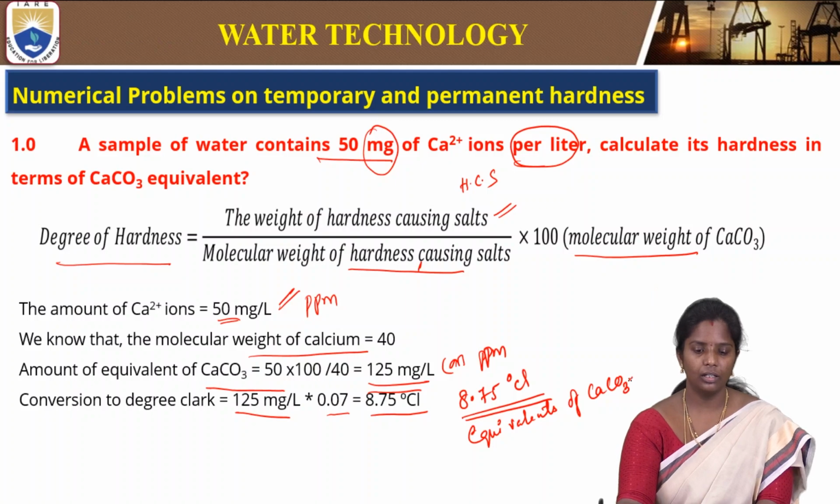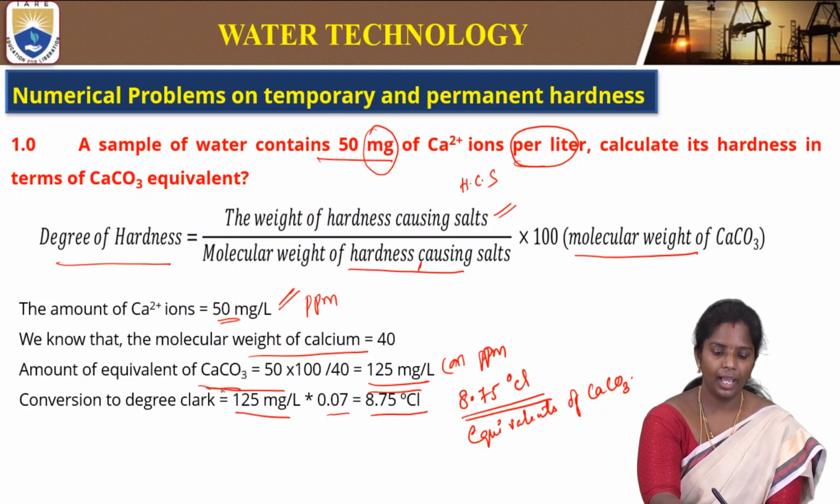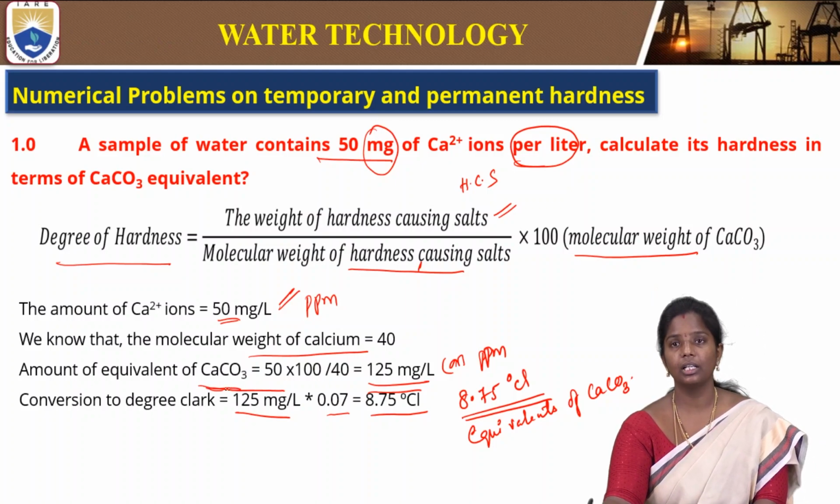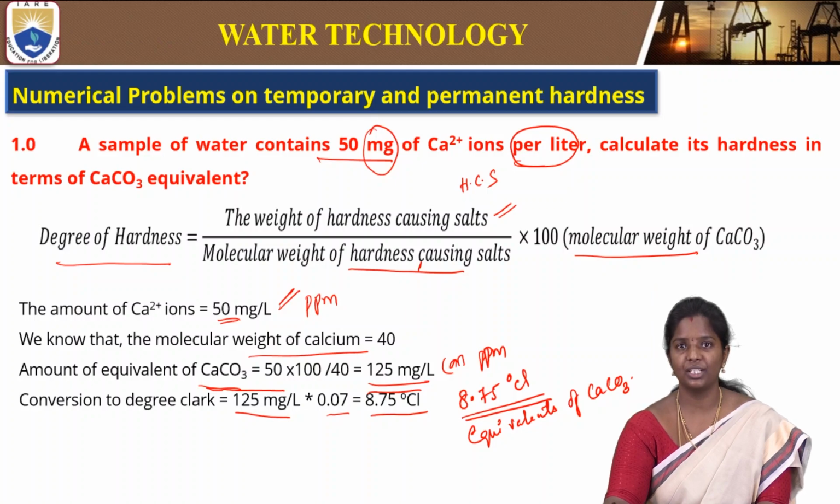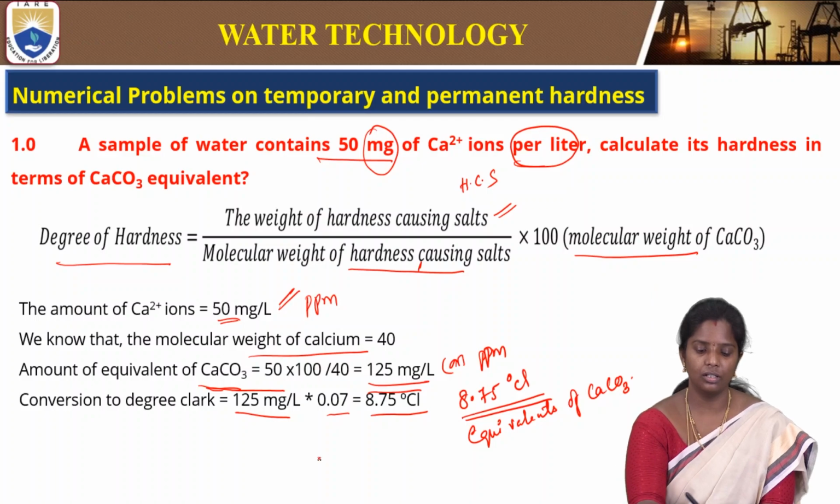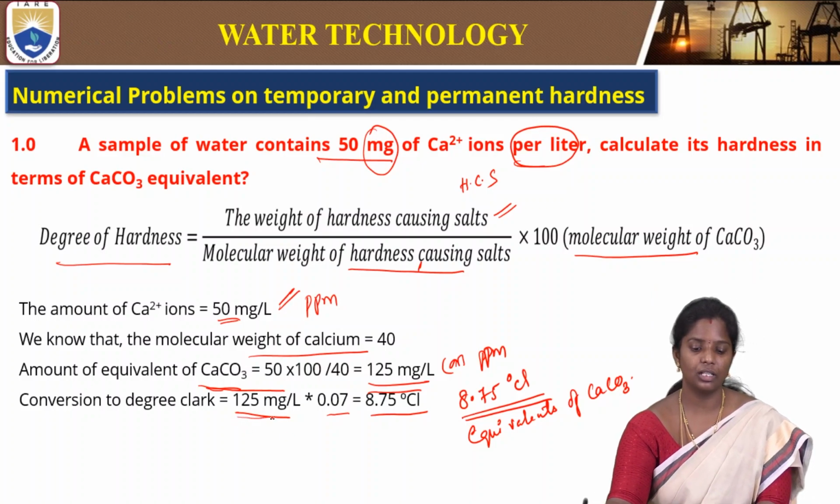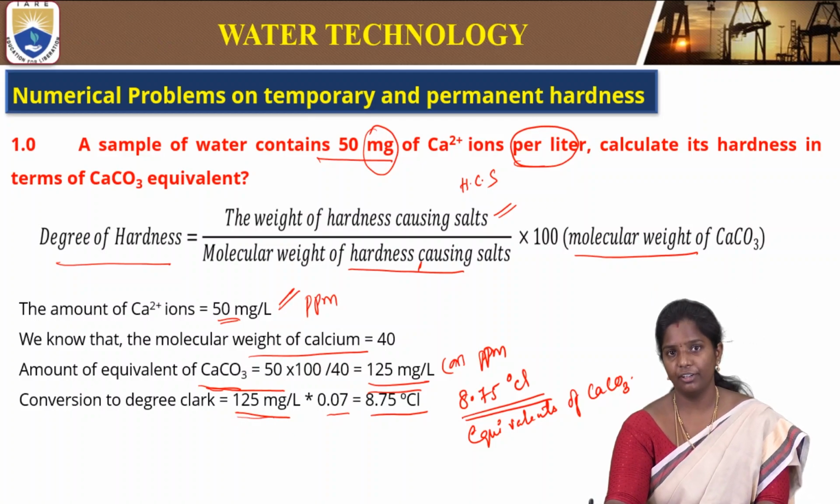If you see here, they have given the calcium ion. They just mentioned the calcium ion. So we cannot specify it as a temporary or permanent hardness. So we just have to give it as the hardness of that particular water is 8.75 degree Clerk.